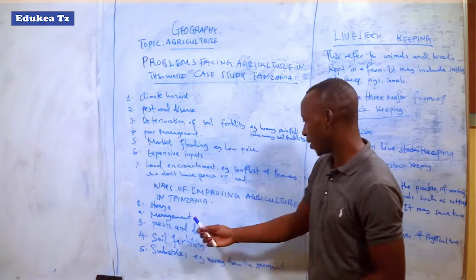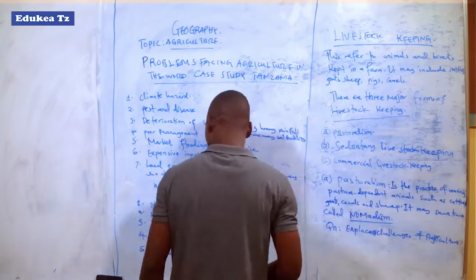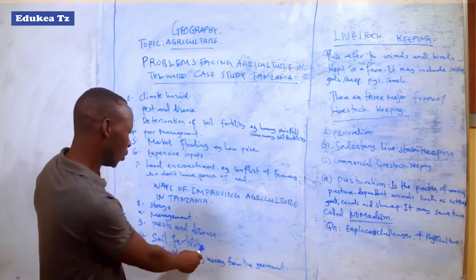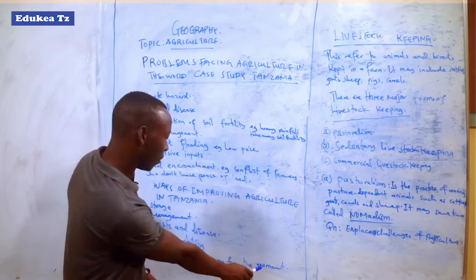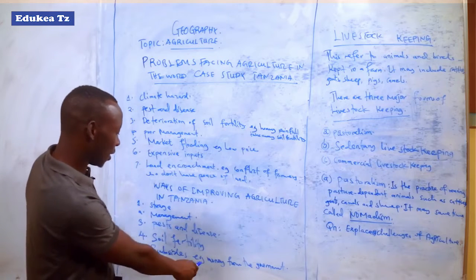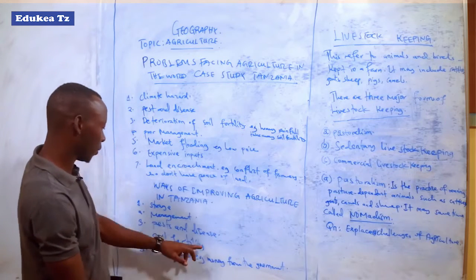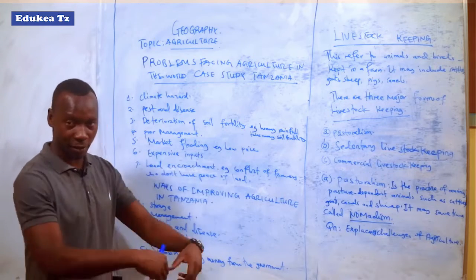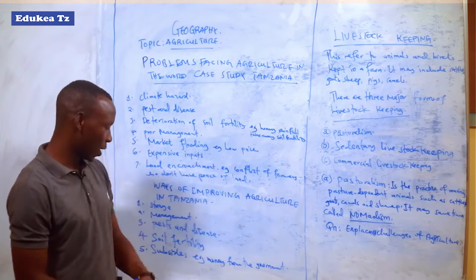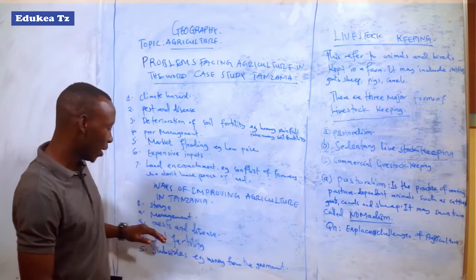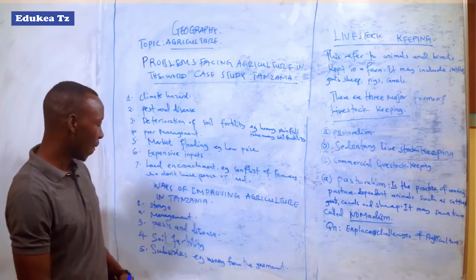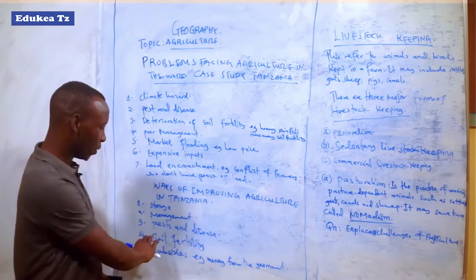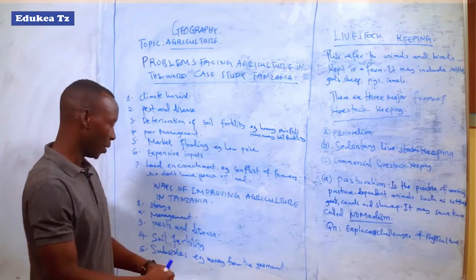So after looking at that, let us see the ways of improving agriculture in Tanzania. There is storage management, pest and disease control, soil fertility, and subsidies, for example money from the government. For soil fertility, the application of manure makes the land fertile, for the production of higher quality. For pest and disease, the use of pesticides will solve this problem.